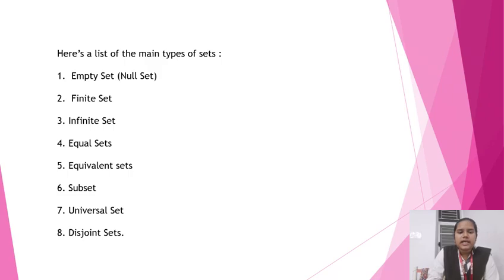Here we see a list of the main types of sets. There are mainly 8 types of sets. First one, empty set, also called a null set. Second one, finite set. Third one, infinite set. Fourth one, equal sets. Fifth one, equivalent sets. Sixth one, subset. Seventh one, universal set. And eighth one, disjoint sets.